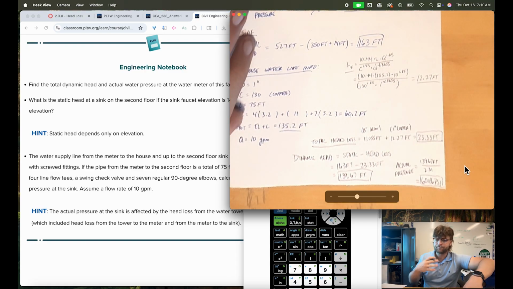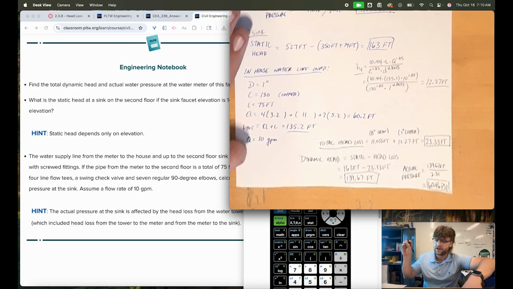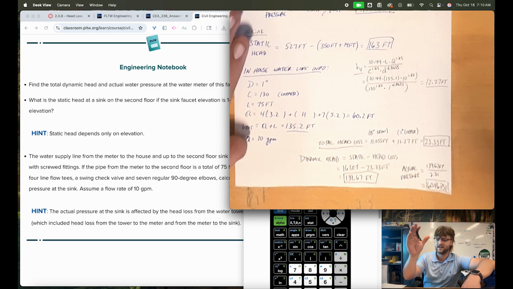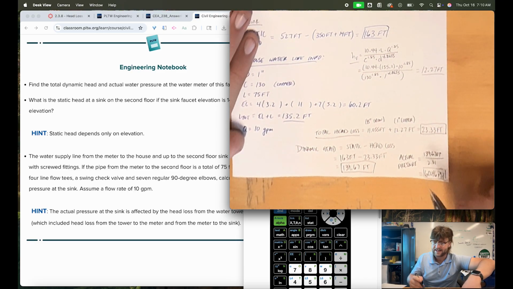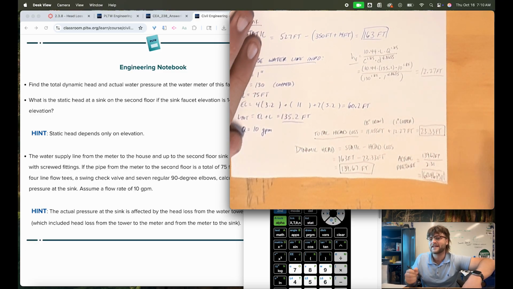And so what we can conclude here is after this water travels from the water tower, goes through the city's water supply system, reaches our house, goes up to that second story through that 1-inch copper piping, we're going to end up finding that the actual pressure leaving that sink is going to be 60.46 psi.